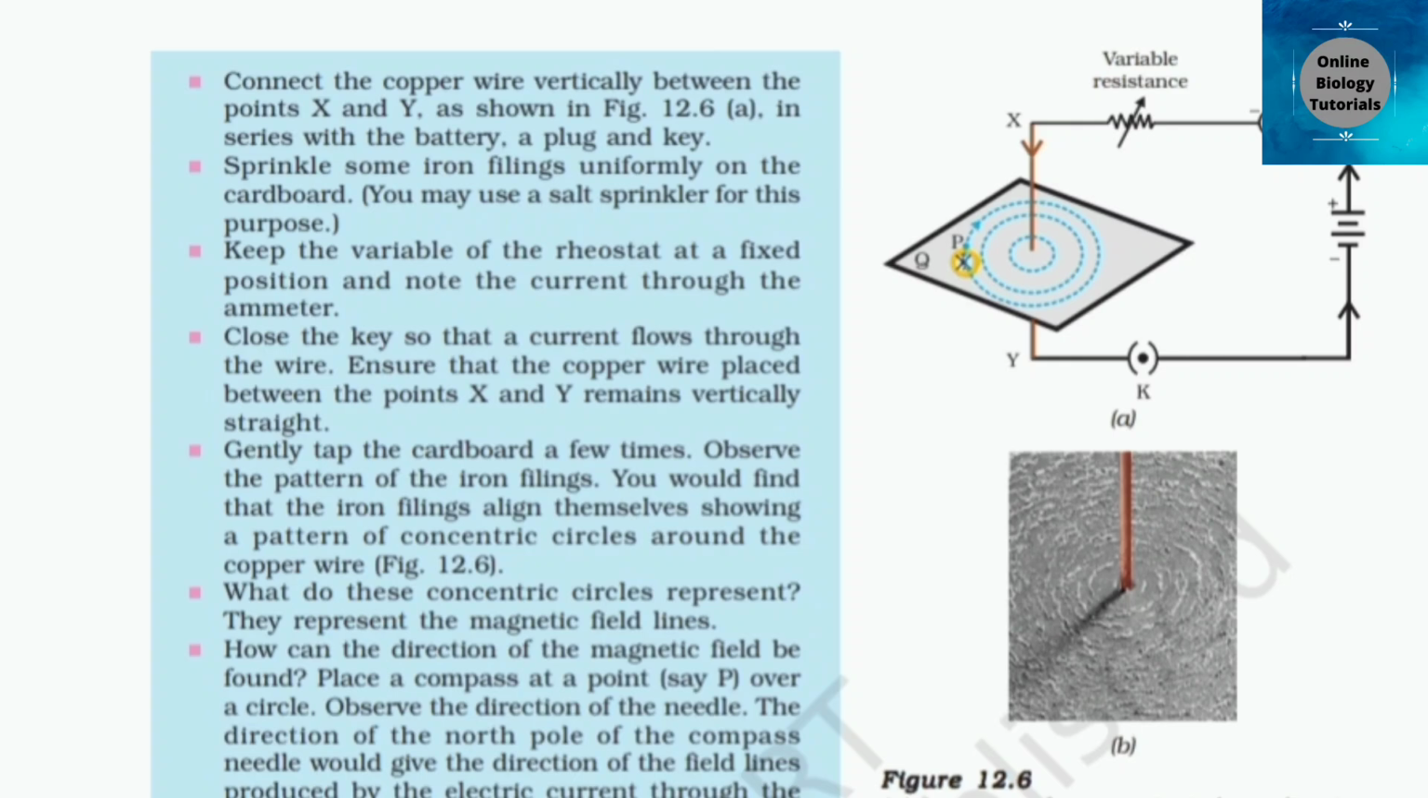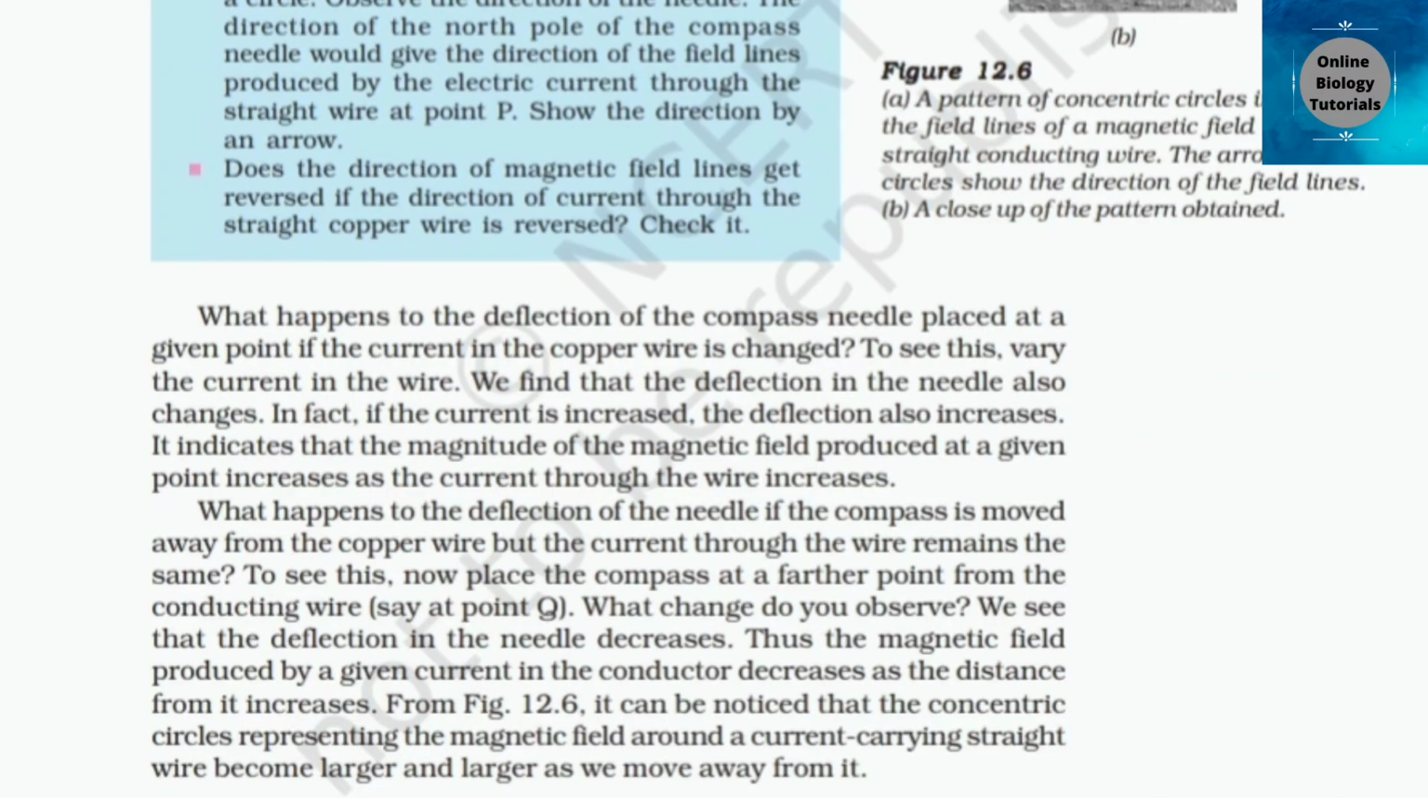Figure 12.6. And what do these concentric circles represent? They represent the magnetic field lines. And how can the direction of the magnetic field be found? Place a compass at a point, say P, over a circle. Observe the direction of the needle. The direction of the north pole of the compass needle would give the direction of the field lines produced by the electric current through the straight wire at point P. Show the direction by an arrow.